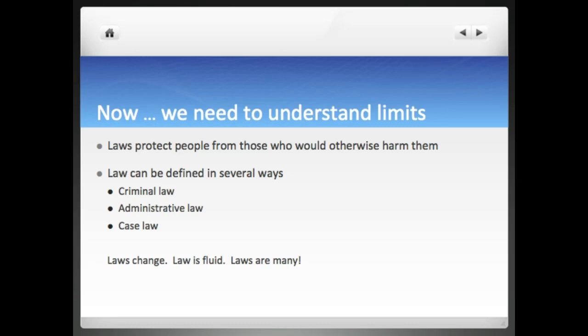So if a law is challenged in court, and a court of authority comes back and says, okay, this is how we interpret this law now, then that interpretation becomes part of the law. It's case law. Laws change, it's very fluid, and there are many, many laws. Even the best lawyers don't know them all.